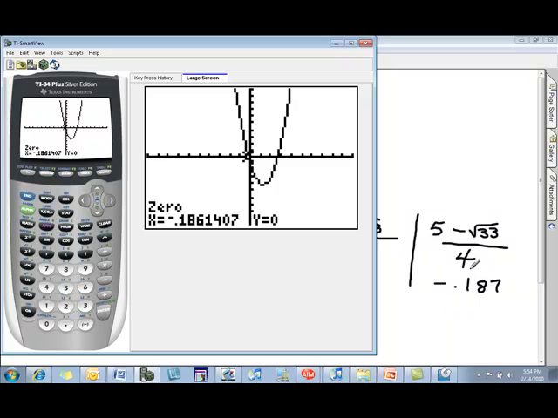Isn't that really close to what we got when we did the quadratic formula? And the quadratic formula, this format of the quadratic formula is even more exact than this is. This is just an estimate. But you could do that for the other one too.